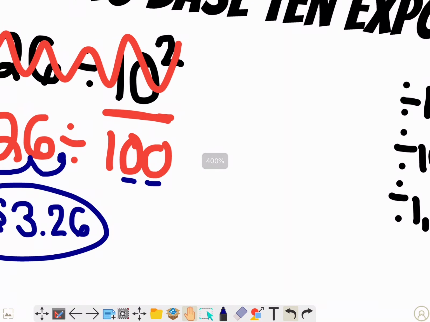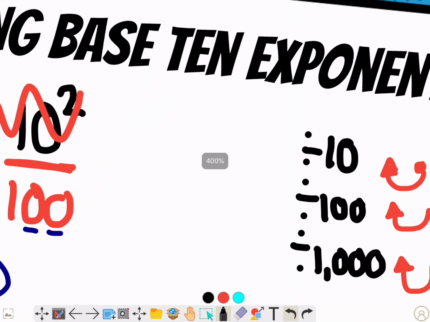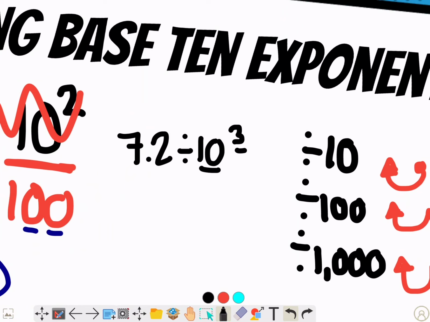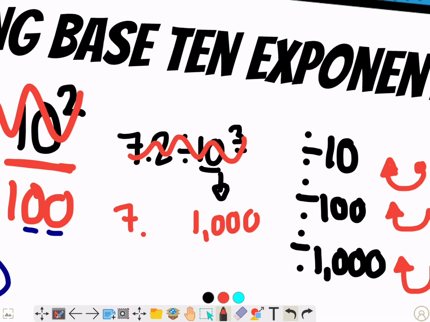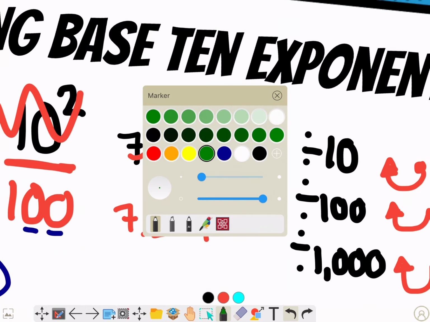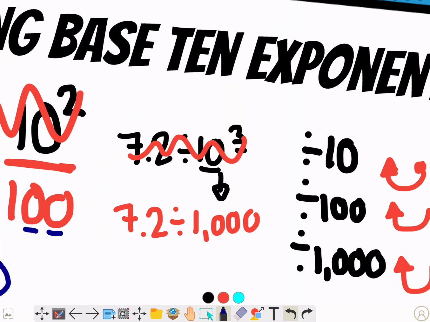We'll do another problem like this. We have the problem 7.2 divided by 10 to the third. Well, what's that 10 to the third worth? It's the same thing as saying 1,000. So this new problem is saying I have $7.20 and 1,000 people. You're not going to have much money to go around, are you? No. So how many times do you jump your decimal over? You jump it over 3 times because there are 3 zeros.